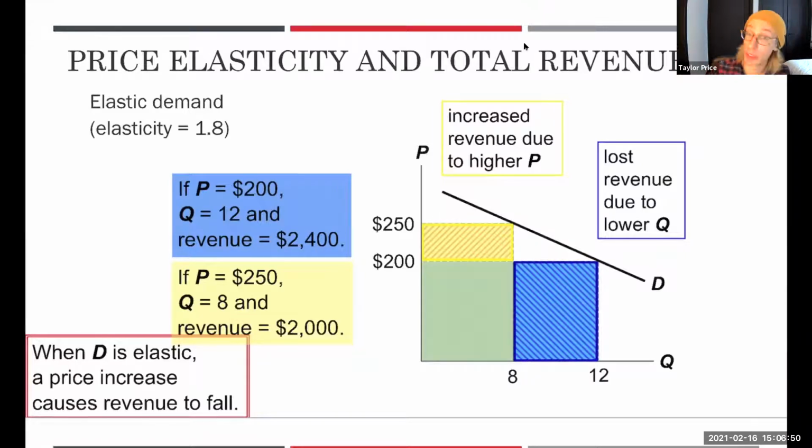And we can see that here just by looking at the rectangles. This rectangle is definitely smaller than the quantity rectangle. So that's kind of the impact that price elasticity has on total revenue.